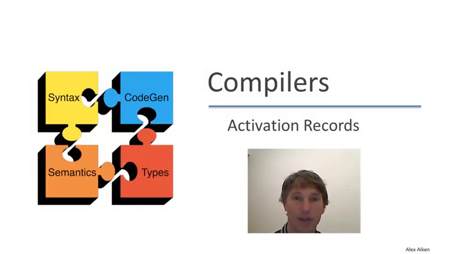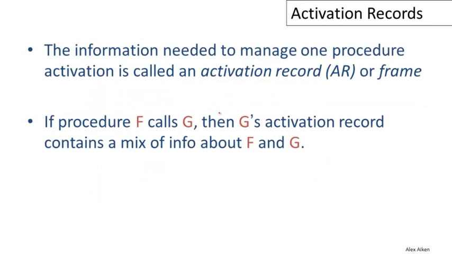In the previous video, we talked about activations, but we never said what information we actually need to keep for an activation. That's the topic of this video. An activation record is all the information that's needed to manage the execution of one procedure activation. And often this is also called a frame. That means exactly the same thing as activation record. These are just two names for the same thing.